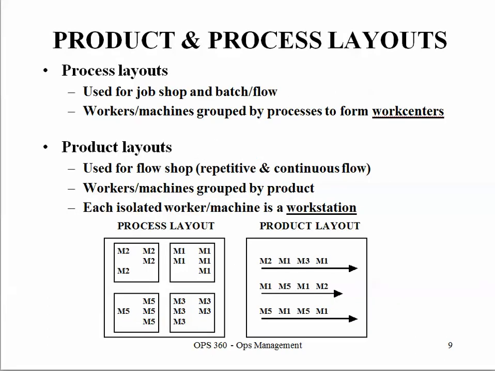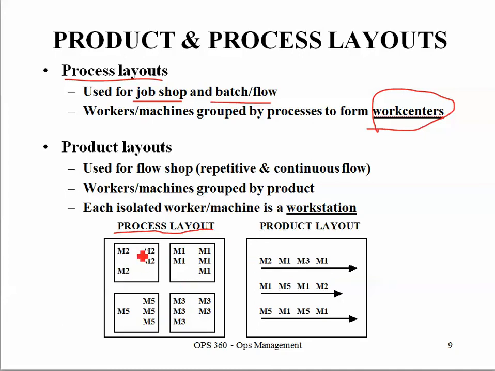If we have a process layout, which is what is appropriate for a job shop operation or a batch flow operation, what we're going to do is group workers and machines by processes to form what we call work centers. A work center is generally, in the sense we're using it here, a group of similar workers and or machines who can perform a certain type of task. And here's a picture, sort of a floor plan of a process layout right here.